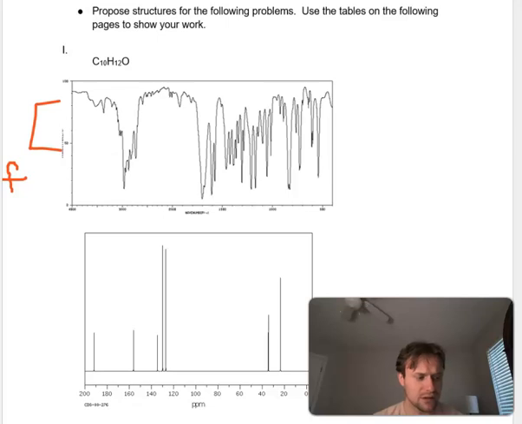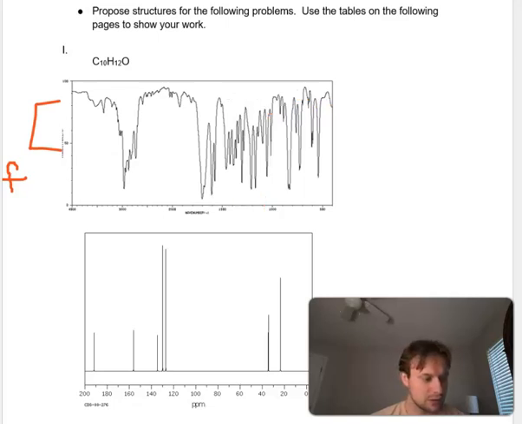1450 to 1350, we do see right through here. That is going to be CH2 to CH3 bending. So that is going to be our ethyl group right there. So we know there's an ethyl group attached.